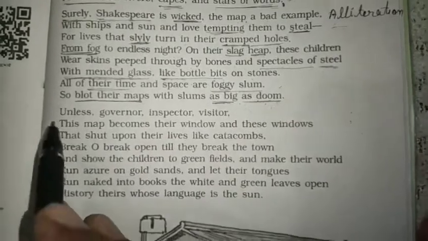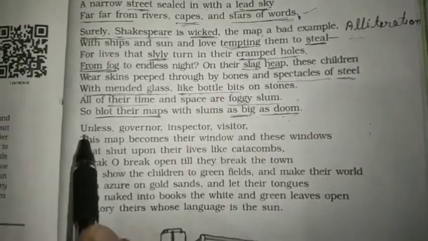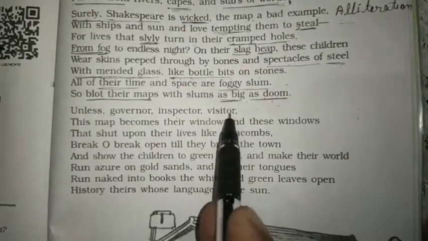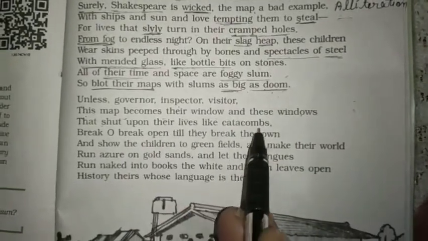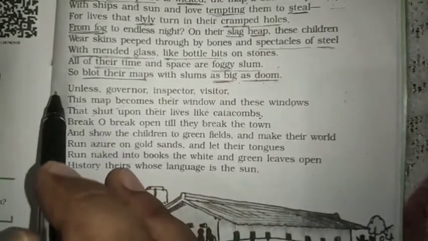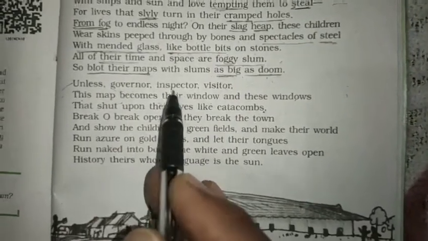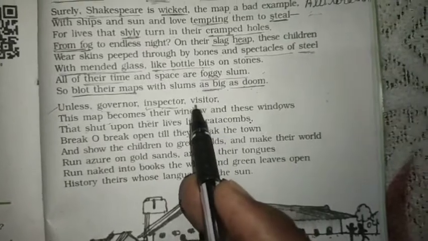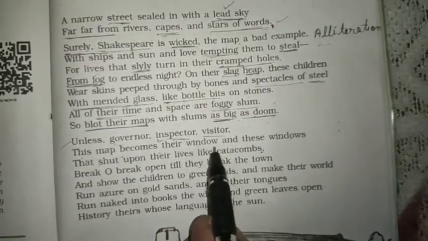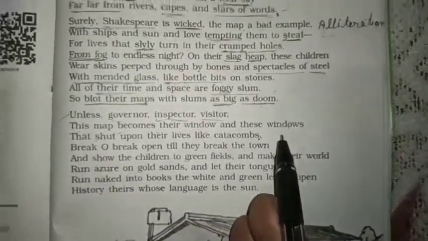Now see the last concluding stanza of the poem. Unless governor, inspector, visitor, this map becomes their window, and these windows that shut upon their lives like catacombs. Now he is requesting again to the governing body, inspector, those who are observers, having the special responsibility to uplift their lives, and the visitors, tourists. He requests all to change their window and be taken out from this window of slums to the real world, real environment, pure greenery.